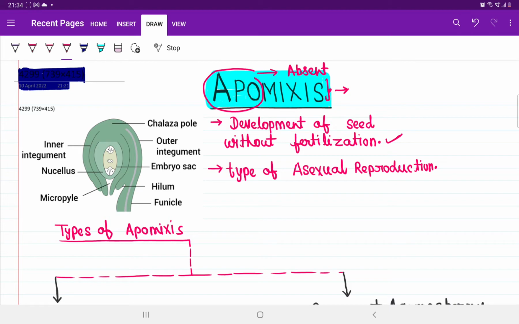In that seed, an embryo will be present. So I can say it's a type of asexual reproduction. Yeah, it's a type of asexual reproduction, and it is observed in some species of the Asteraceae family, and even in some grasses we have observed this apomixis. Right? Try to understand it.